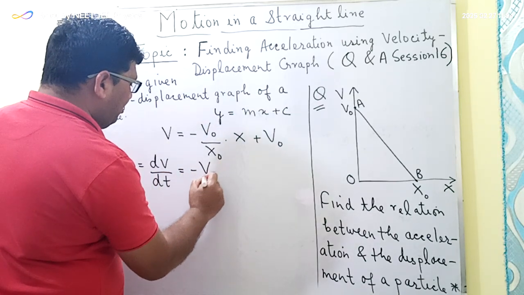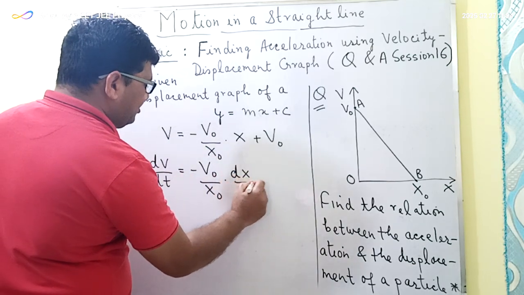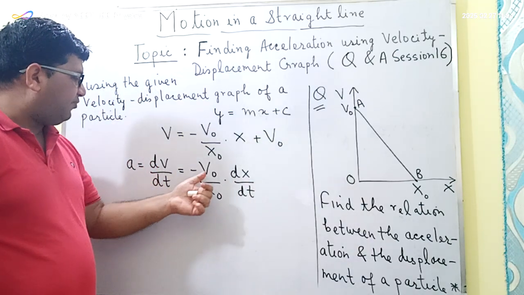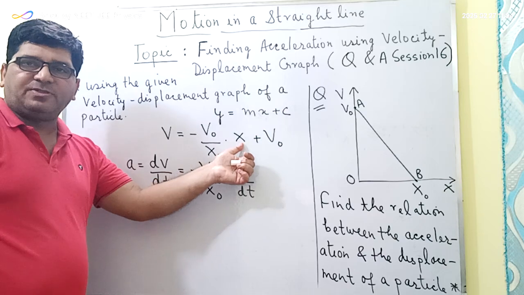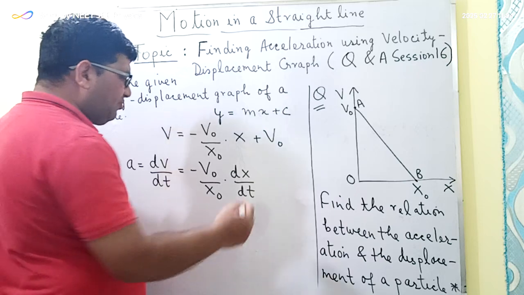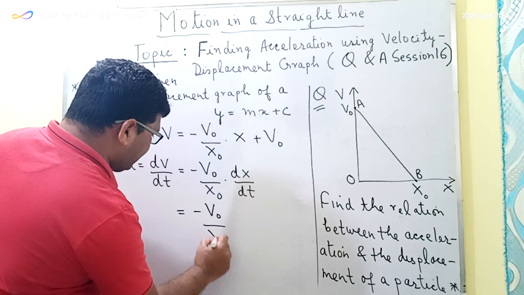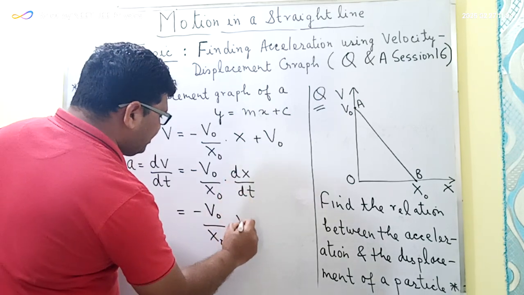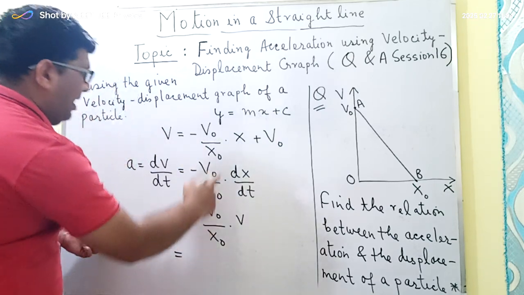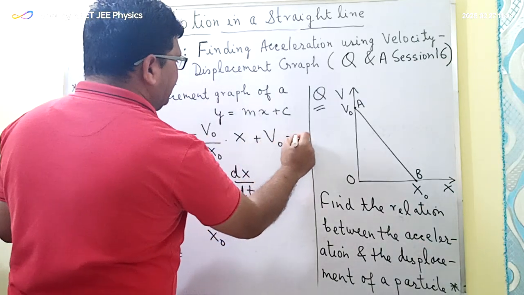After differentiation, I will get another equation: acceleration will be equal to -(v0/x0) dx/dt, since the differentiation of x with respect to t is dx/dt, and since v0 is a constant, its differentiation will be 0. So this equation can further be written as -(v0/x0) times dx/dt, and dx/dt is the velocity. I will simply substitute the value of velocity from this equation. Say this is equation number 1.